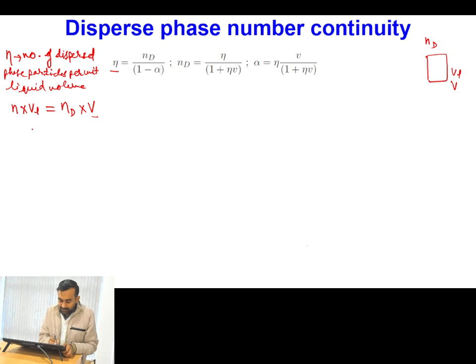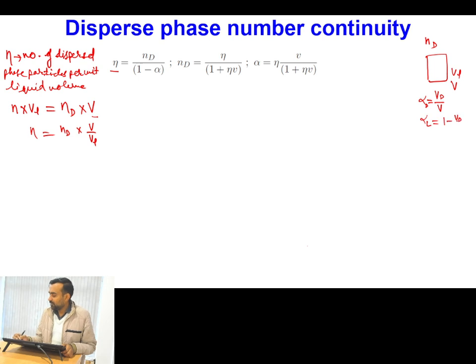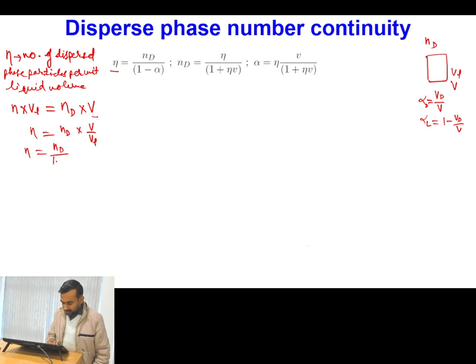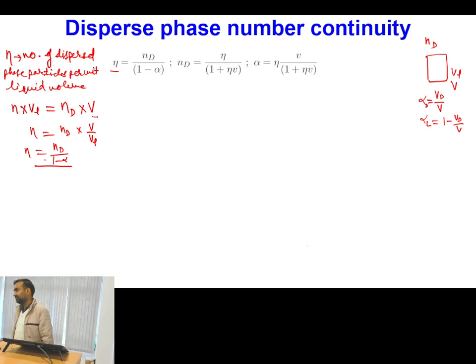What will I get from here? Eta equal to ND into V by VL. If I consider that alpha D is equal to VD by V, then what will be alpha L? 1 minus VD by V? Only that will be alpha L. So VL by V will become 1 minus alpha. Are all clear with this point or not?